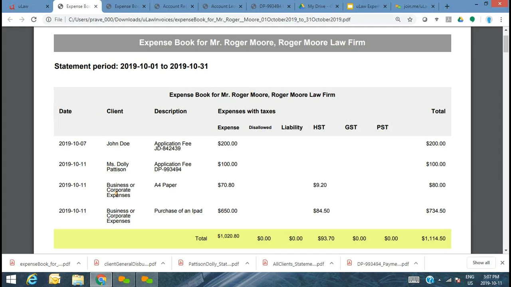And the Law Society expects you to do that. Well, what expenses occurred from your business? What of those expenses were disbursements that were client and matter related? And what expenses were your business or corporate? And you can clearly see how we easily demarcate the two. For Ms. Dolly Patterson, you paid an application fee not just for the client specific, but specific to that particular matter. Whereas you had this purchase of an iPad for $650, capturing the HST paid.